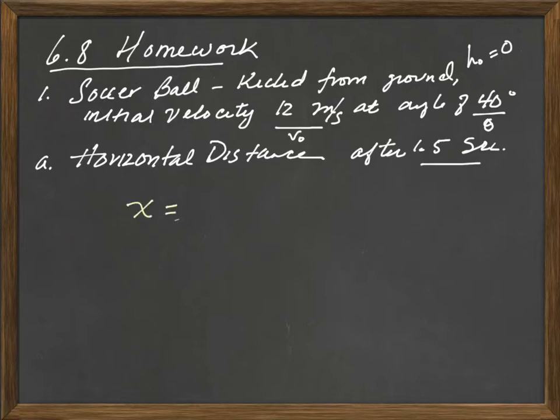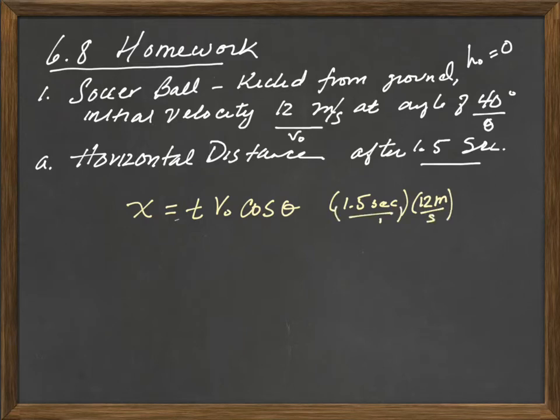So the horizontal distance formula is our x formula. We have x is equal to t v naught cosine theta. So that would be 1.5, that's t. Let's put the unit so you can see. That's 1.5 seconds times the initial velocity, 12 meters per second, over 1, times the cosine of 40 degrees. And you'll see the seconds cross out and we get meters. So if you punch that into your calculator, you get x equals 13.79 meters. So that was part A.